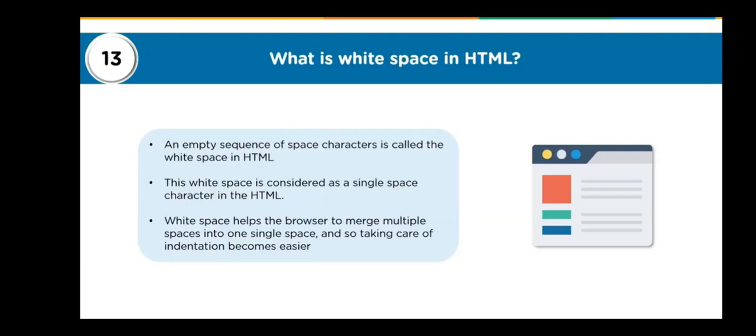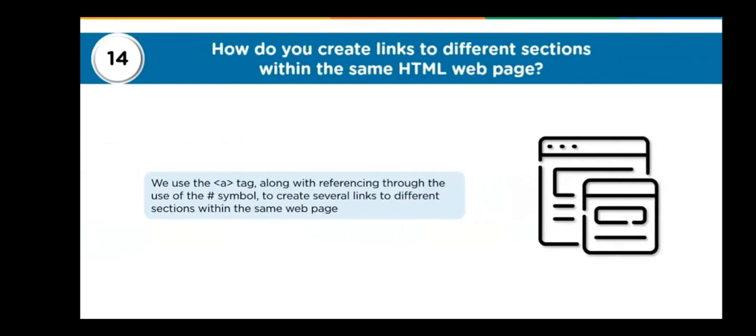With this, let's move into the 14th question. How do you create links in different sections within the same HTML web page? The answer is anchor tags. We can use the anchor tag along with referencing through the use of the hashtag symbol to create several links to different sections within the same web page.